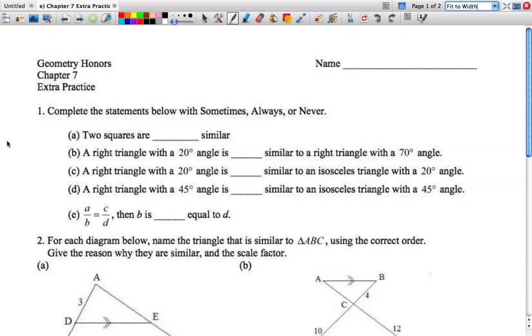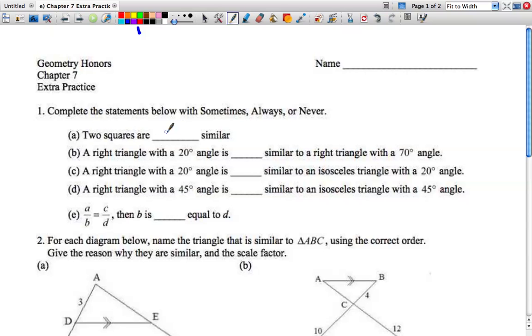Again, when you do sometimes, always, and never, it's a good idea to think about situations that will make these statements not true. If you can't find a way to make a statement not true, it's probably going to be an always. Okay, so let's start with the first one.